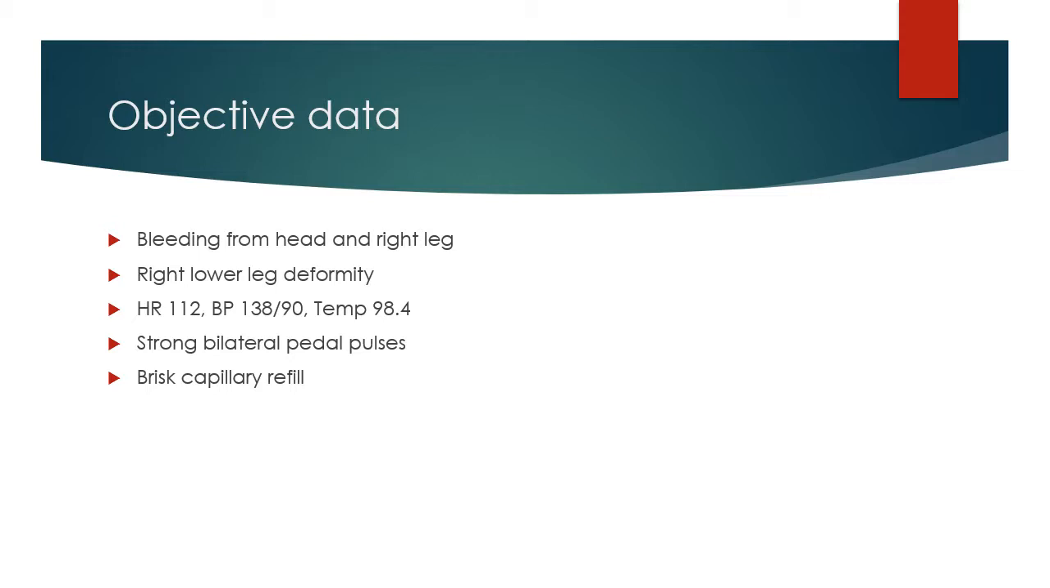So during triage, we can conclude some objective data out of our case study: Timmy is bleeding from the head and the right leg. His right lower leg has a deformity. His vital signs, heart rate of 112, blood pressure of 138/90, and his temperature is normal. He has strong bilateral pedal pulses and a brisk capillary refill.